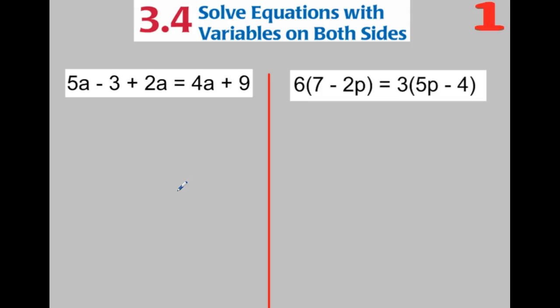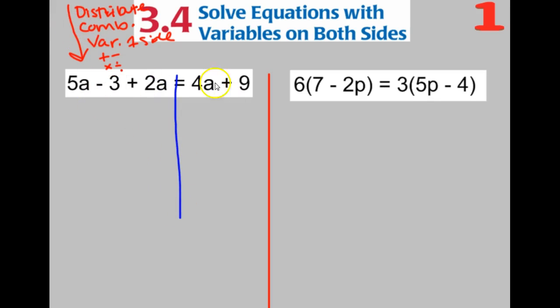Today we are solving equations with variables on both sides. Now I gave you a sheet that should have a list of steps that we are going to follow in order. The first is distribute, then combine like terms, then get the variable on one side, then get rid of addition and subtraction, and then multiplication and division. So that's what we're going to follow here as well.